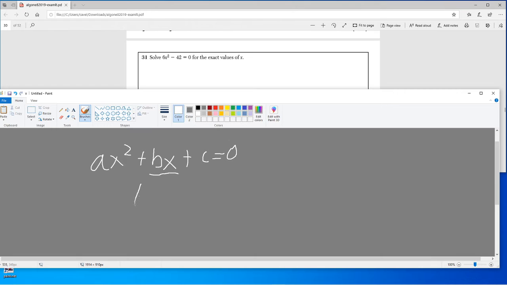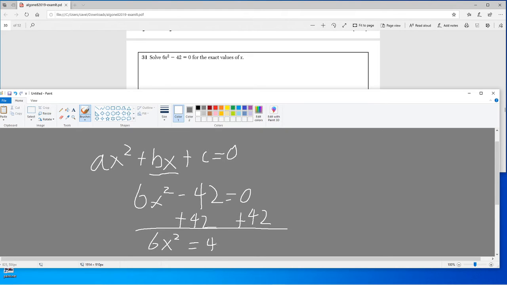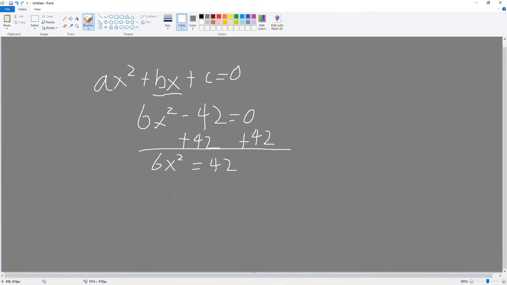So here's what you can do. You have 6x squared minus 42 is equal to 0. What you can do is add 42 to both sides. So you get 6x squared is equal to 42. Divide by 6, I get x squared is equal to 7. Square root both sides, so I get x is equal to plus or minus square root of 7.